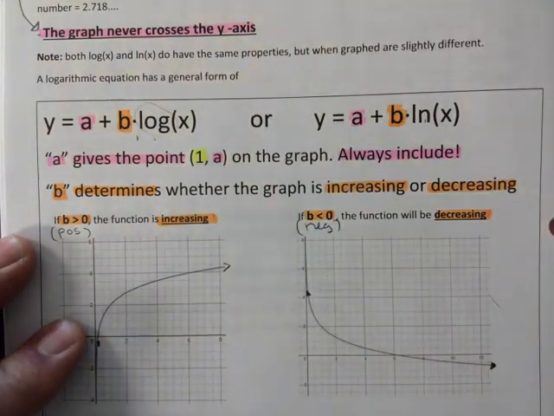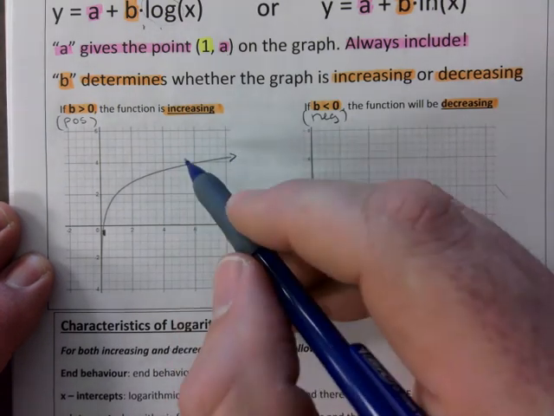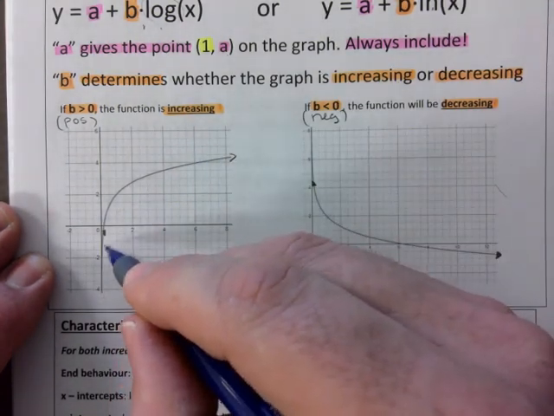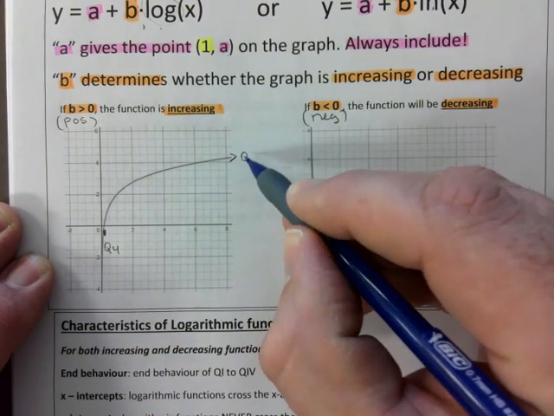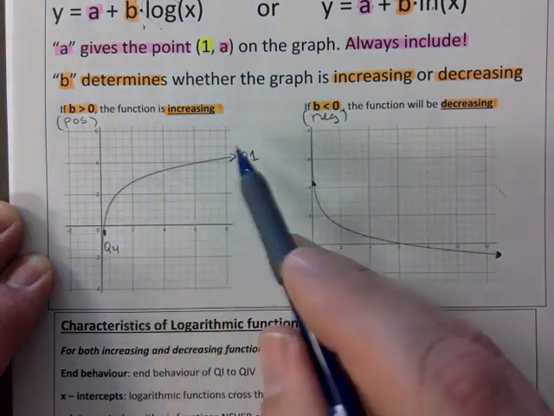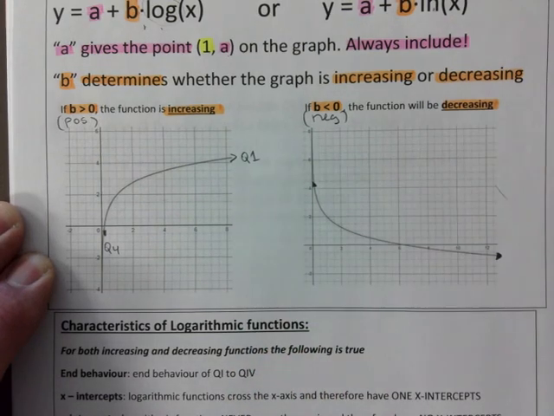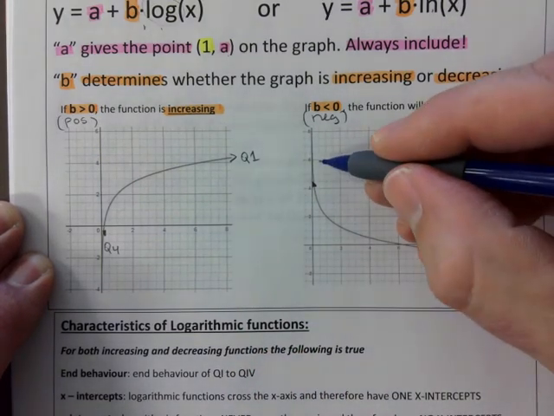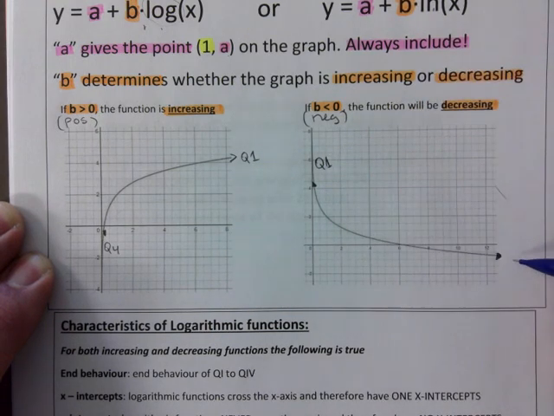Okay. Couple more things. Increasing. So the end behavior goes from Q4 to Q1. That's an increasing function. Guess what? Where is this one coming from? Q1 to, where is it going? It ends up in Q4. So they both have the same end behavior.